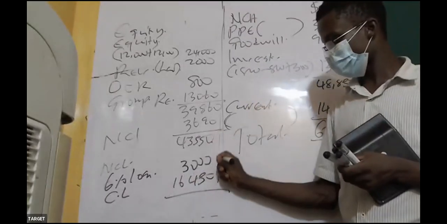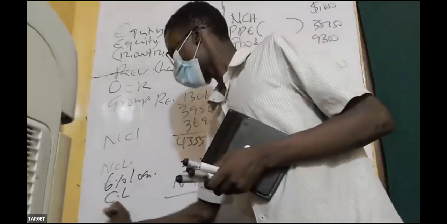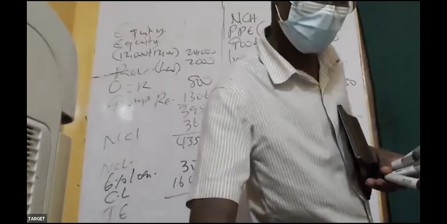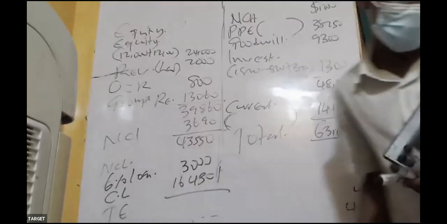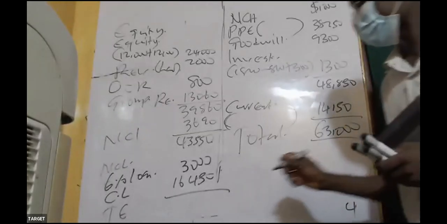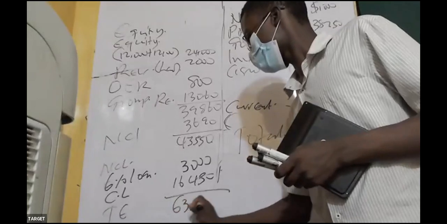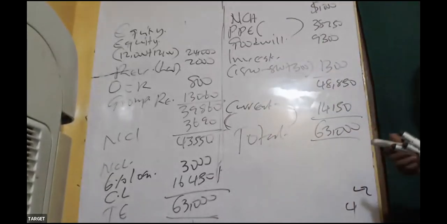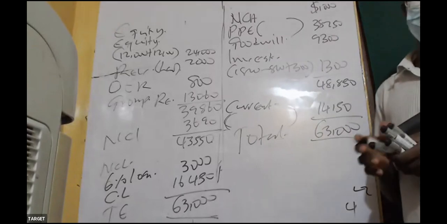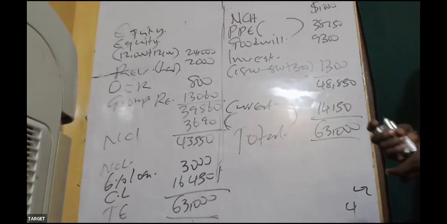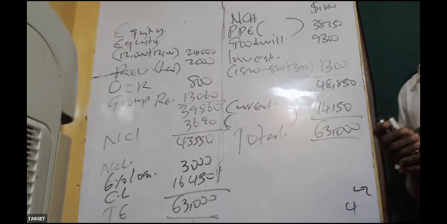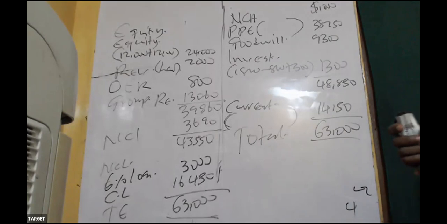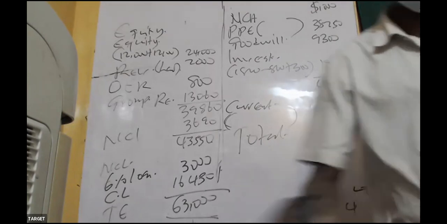Now add all equity plus non-current liability, so total equity and liabilities. Let's add all. When you add all, what do you get? 63,000. So that's the balancing figure, which is the same as the total assets for the question. So this is the full solution of it. We have provided the notes, workings, and everything, so kindly go through them, and then you will be fine.